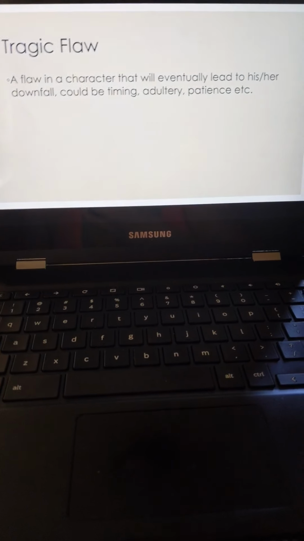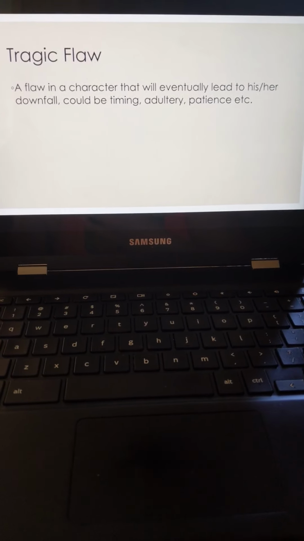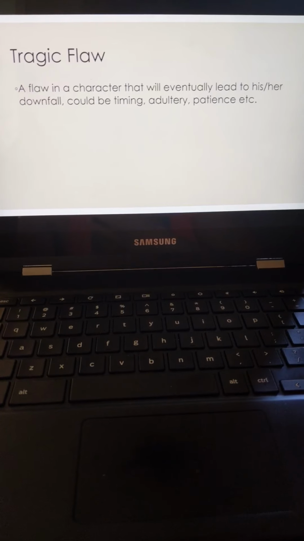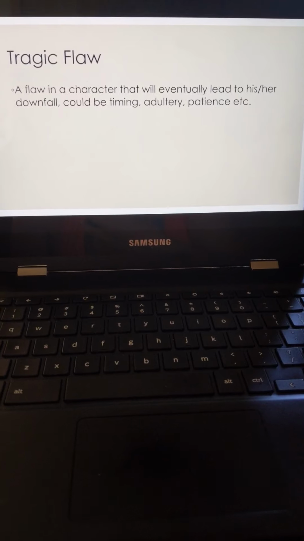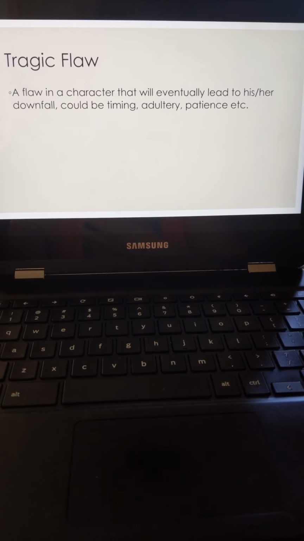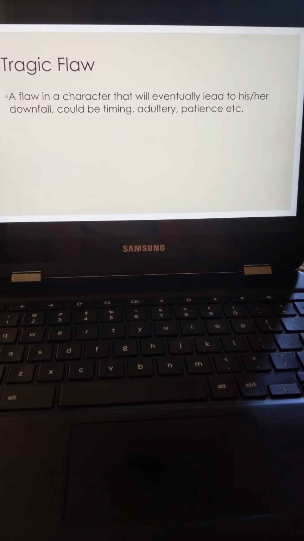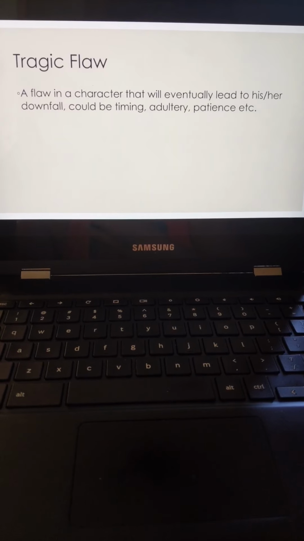The next one is tragic flaw. So that is the flaw in a character that will eventually lead to his or her downfall. Sometimes it's not something specific. It could be something like timing or adultery or patience. Any of those things can be a tragic flaw.